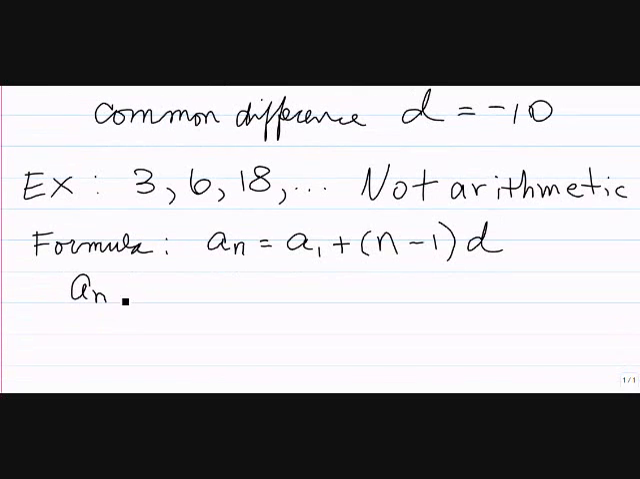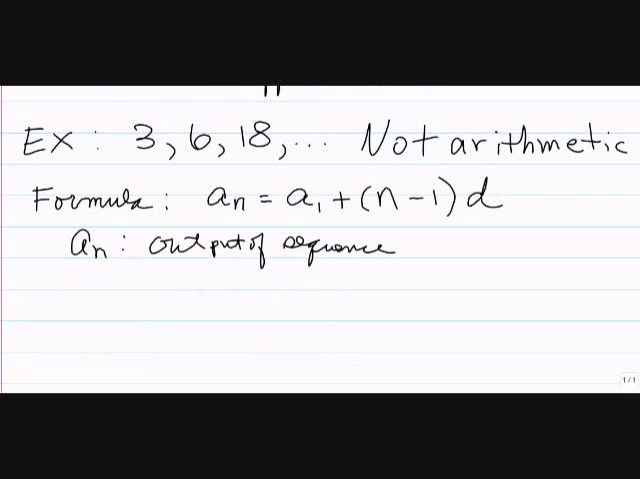A sub n is the same thing as your output of the sequence. So if my sequence has the numbers 2, 4, 6, 8, and 10, its outputs are 2, 4, 6, 8, 10. A sub 1 is the first number in the sequence. If my first number is 2, a sub 1 is 2.